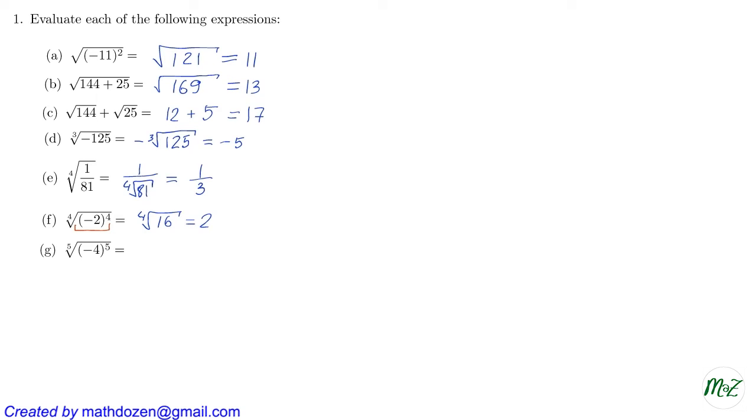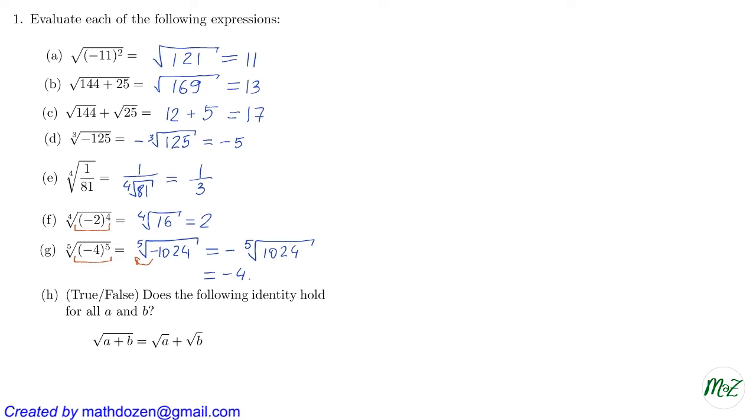Then the fifth root of (-4) to the fifth power. Again, we need to do the fifth power of -4. That will be -1024. And we do the fifth root of that. So as before, this is an odd degree root, so we can take the negative outside. This is the negative fifth root of 1024, and that works out to be -4.